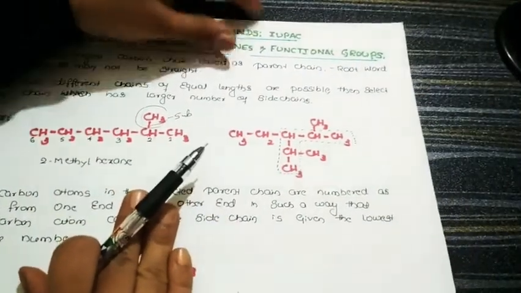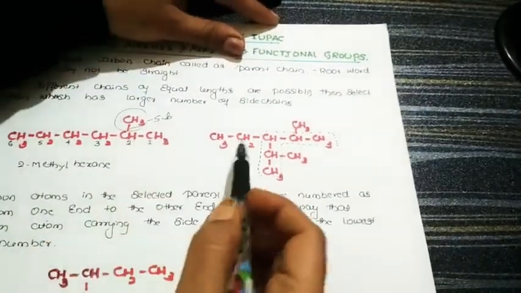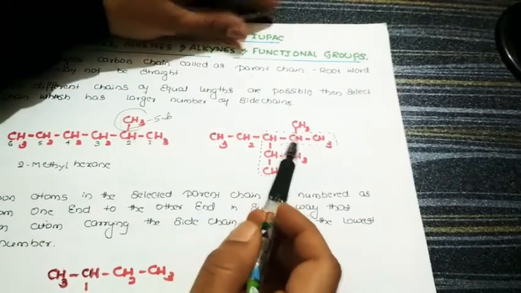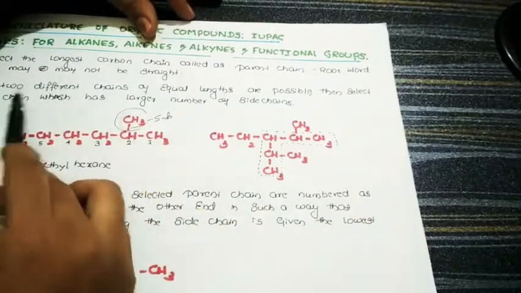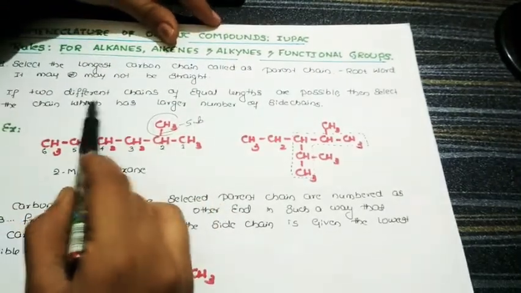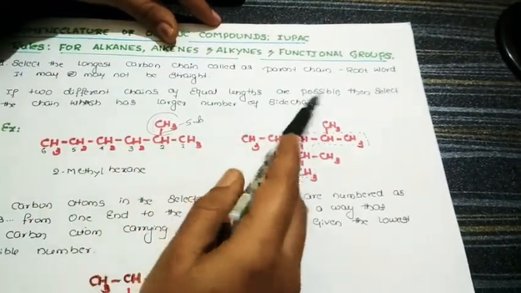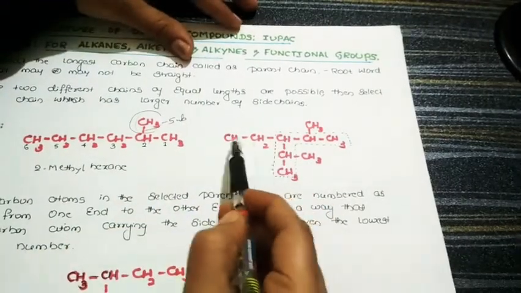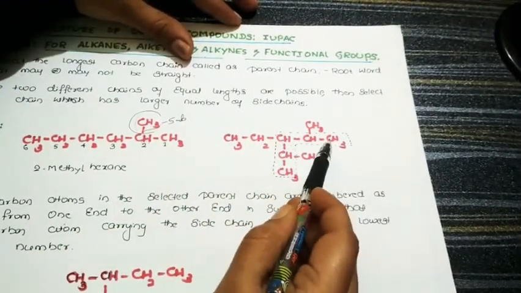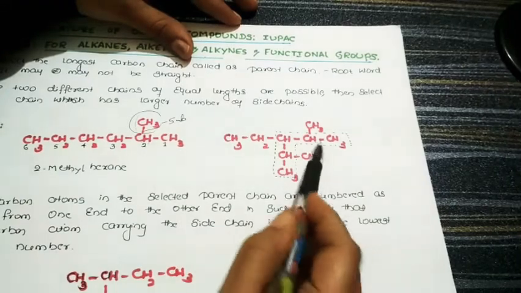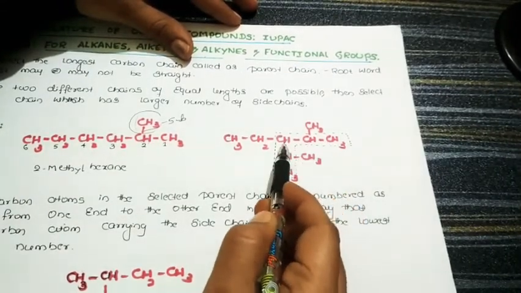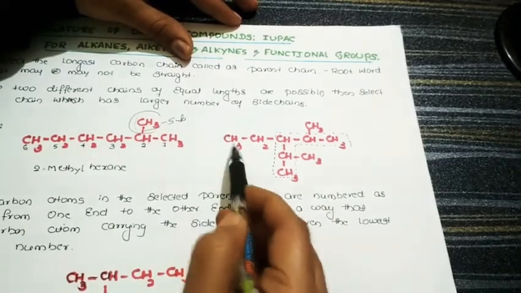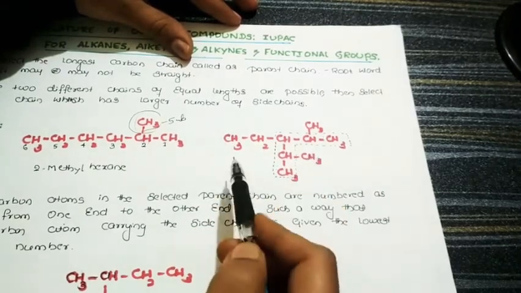So what exactly does the second rule tell? See here, let us decide the parent chain. This is what the second rule tells: if two different chains of equal length are possible. See, here I can go with, first with the third rule, I can tell that the substituent should get the least number. Fine. So 1, 2, 3, 4, 5. The longest, 5 carbons I am getting.